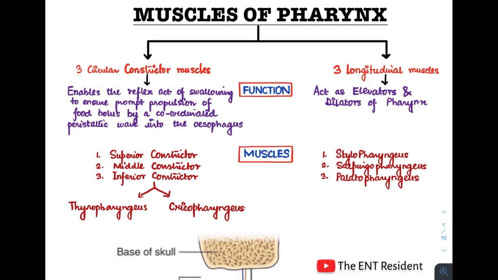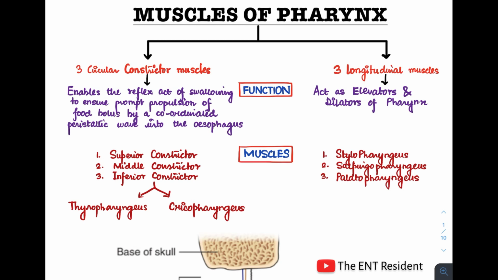Now the muscles of pharynx is basically the third layer in the structure of the pharyngeal wall. That is something I've covered in my first video in the series on the anatomy of pharynx, where you can find out that there are 4 layers to the pharyngeal wall, and the third layer is the muscles of the pharynx. Now the muscles can be divided into 2 layers: one is the circular constrictor muscles and the second layer is the 3 longitudinal muscles. First we'll talk about the constrictor muscles.